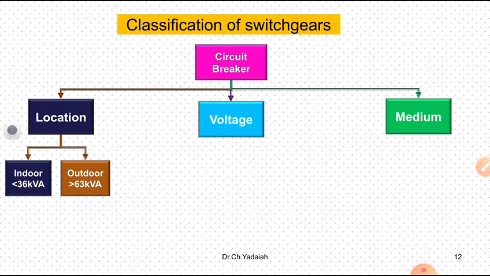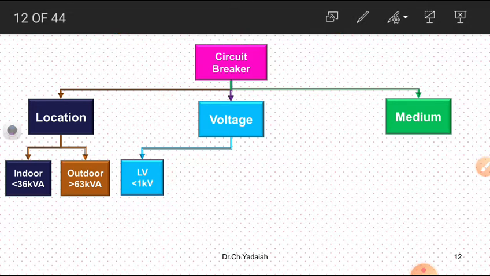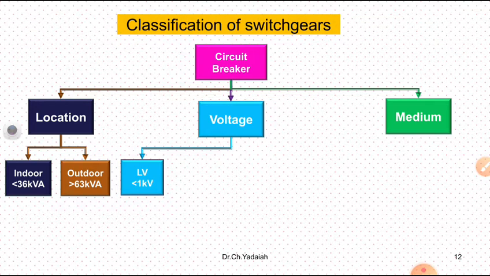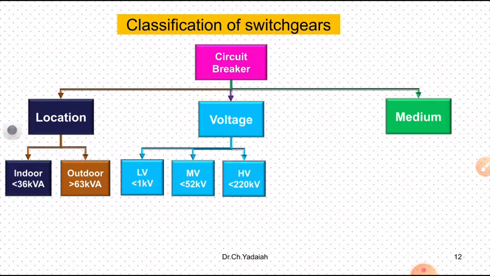Now coming to the voltage, as we know there are low voltage, medium voltage, high voltage, EHV and UHV. Based on different places, we require different circuit breakers. If the voltage is less than 1 kV, that is 1000 volts and below, we use LV breakers. Medium voltage breakers are for less than 52 kV, high voltage breakers for less than 220 kV, and extra high voltage breakers, where we use up to 765 kV. As we know, in India the maximum transmission voltage is 765 kV.